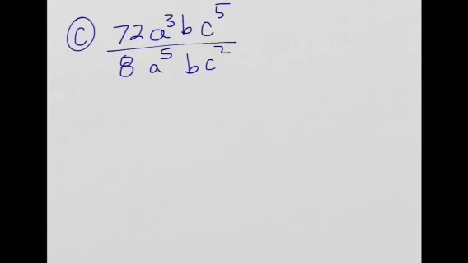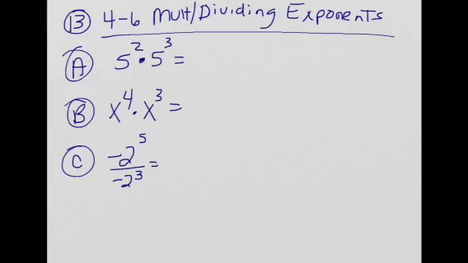8 goes into 72 9 times. So I have 9 over 1. Where do I have more a's? I have them on the bottom. And I have 2 more. Where do I have more b's? I don't. So I don't write them. And where do I have more c's? I have them on the top. And I have 3 more.